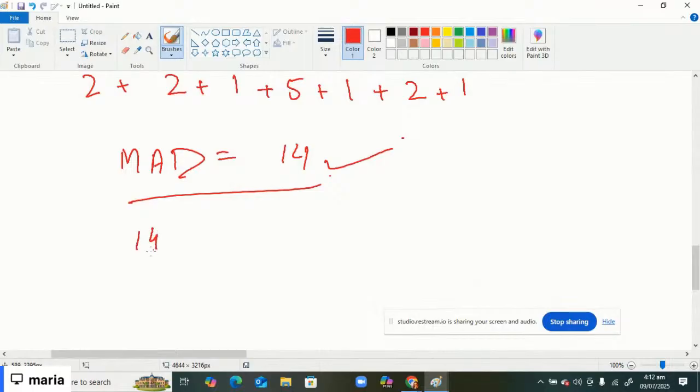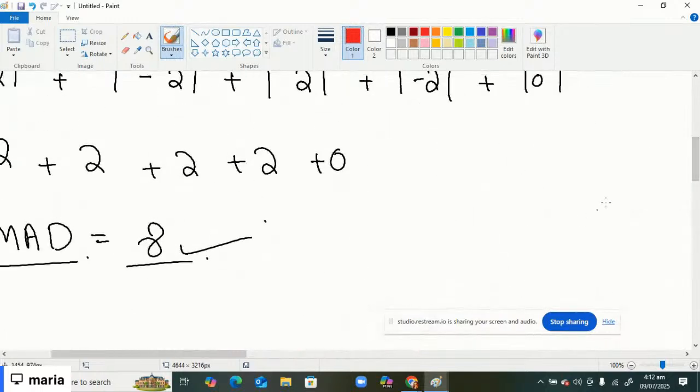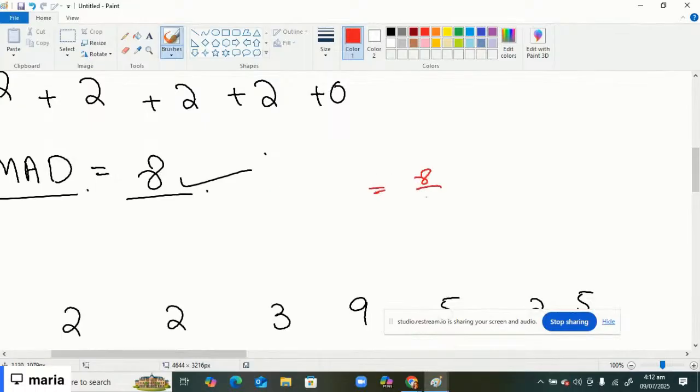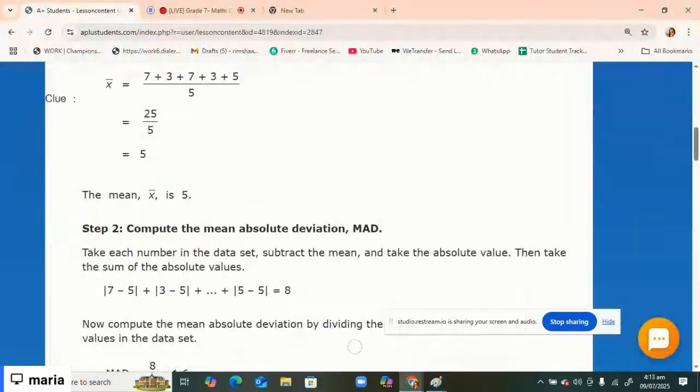So let's suppose total mean absolute deviation is 2 from this case, and from the previous one that should be divided by how many, that are 5 digits. So this is 8 by 5. That is mean absolute deviation. Okay, again divide it. We are not going to divide in the previous one. So this is your mean absolute deviation.